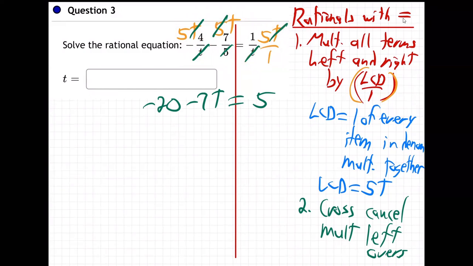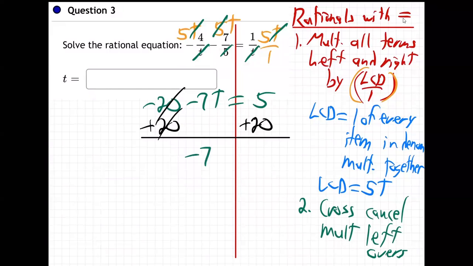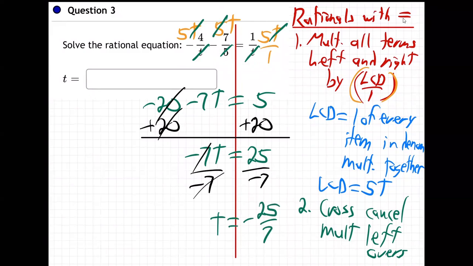All right, now you just solve. Once you've got rid of the fractions, it's easy, straightforward. Just solve for t in this case, right? T is saying, I want to be alone. Get rid of all this stuff so I can be alone. So there it is. T is minus 25 over 7. And we're done.